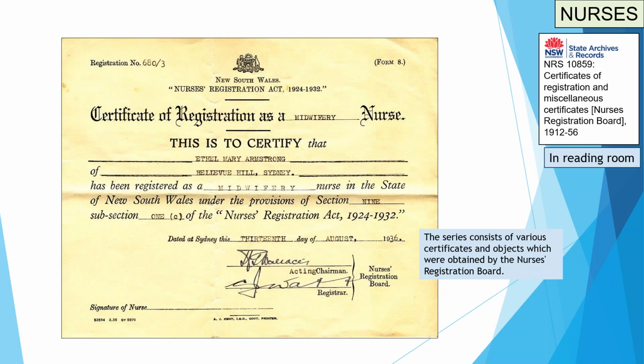Now this is an unusual series, but I wanted to show you today that this is the kind of treasures that do come up in archives research. It's from NRS 10859, Certificates of Registration, Miscellaneous Certificates. So this is not something that's going to pay off in every case, but it is something we hold and you can access in the reading room if you're curious. Do notice though that it does cover the period 1912 to 1956. So I imagine there'd be a lot of people interested in having a look through that box.